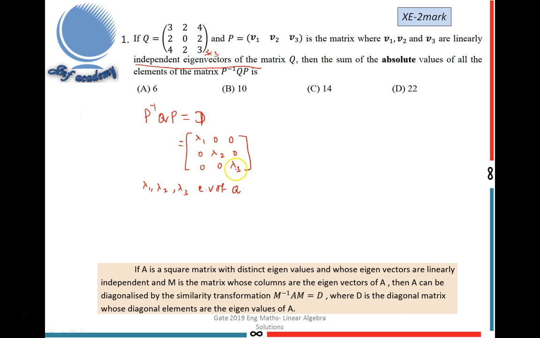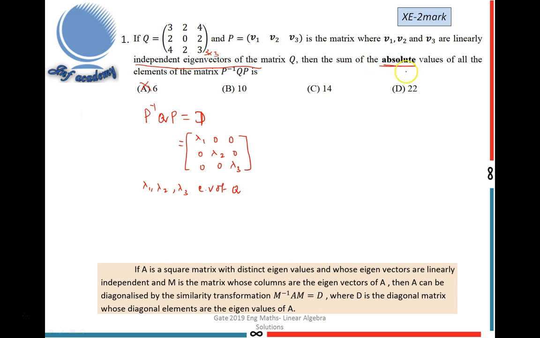So the sum of the eigenvalues equals the sum of the principal diagonal elements, by using the property of eigenvalues. So immediately we say lambda 1 plus lambda 2 plus lambda 3 equals the sum of the principal diagonal elements, which is 3 plus 3, 6. Many of the students made a mistake in this place. Immediately they say the answer is 6. But 6 is the wrong answer, because the given question asks for the sum of the absolute values of all the elements of the matrix P inverse QP.